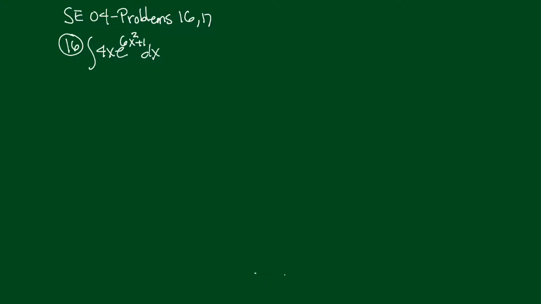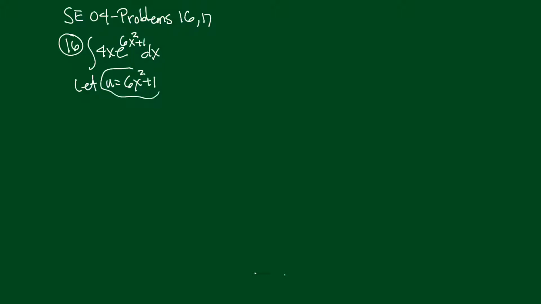Problem number 16, we're going to evaluate this integral. Now look what we have here. It looks like it's a little complicated, but then again, if we make the right u substitution, it just might pop out. We've got an exponential, and the suggested substitution is the exponent. So what I'm going to do here is let u equal that exponent, 6x squared plus 1.